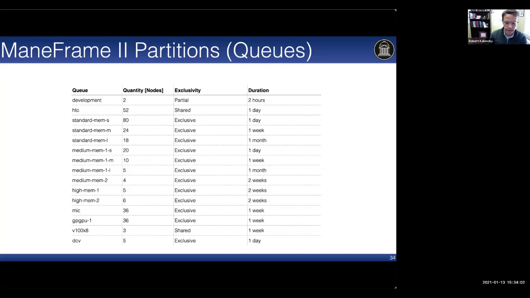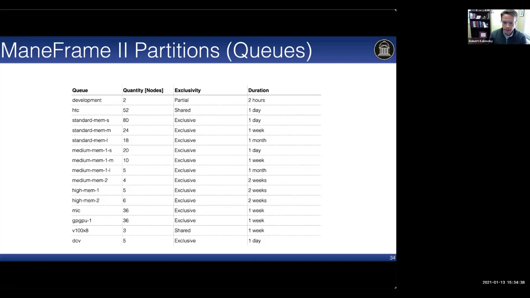The two biggest delineations for the queues are the type of physical resource, so is it a standard memory node, a medium memory node, or a high memory node, does it have a GPU, et cetera, and how long you think your computation is going to run. For most of them, we have what we call short, medium, or long, which is 1 day, 1 week, or 1 month. For some of the specialty nodes, we have 1 week or 2 weeks, depending on the specific node type.